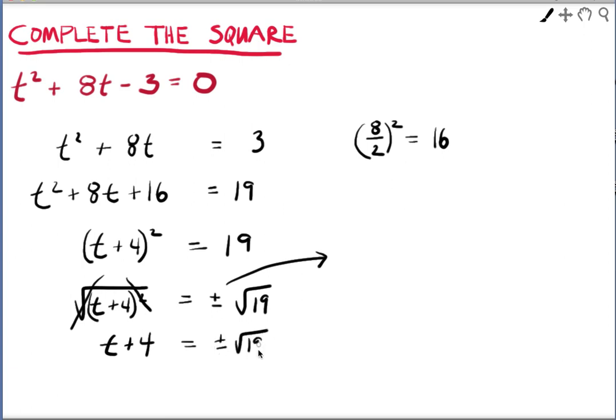We're almost done. All we need to do is subtract 4 from both sides. And we traditionally show that in front of this term. We write negative 4 plus the square root of 19. That's one answer. And negative 4 minus the square root of 19. That's the other answer. Quadratics all have two solutions. They may be the same solution repeated twice, but they all have two solutions.